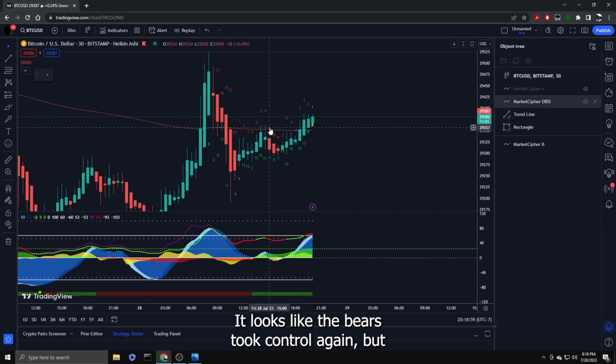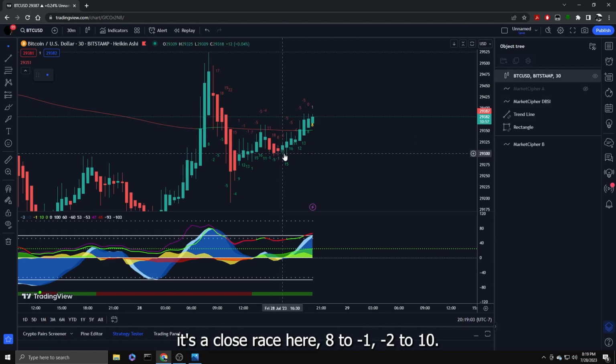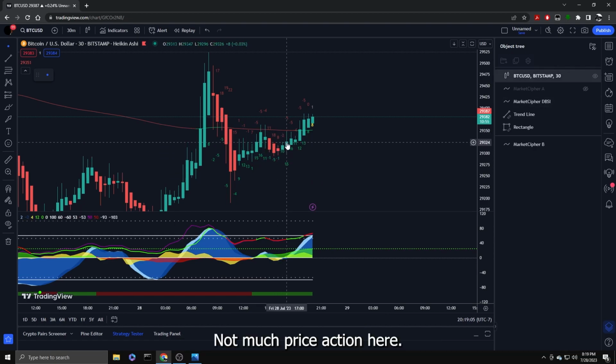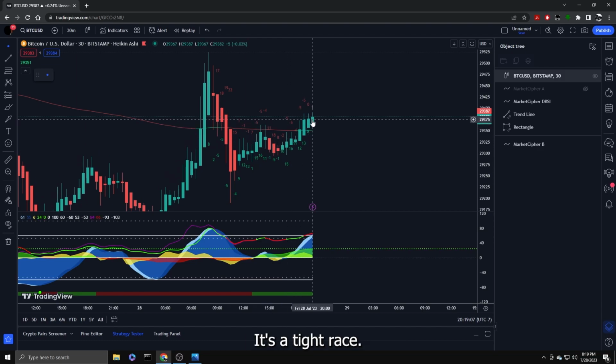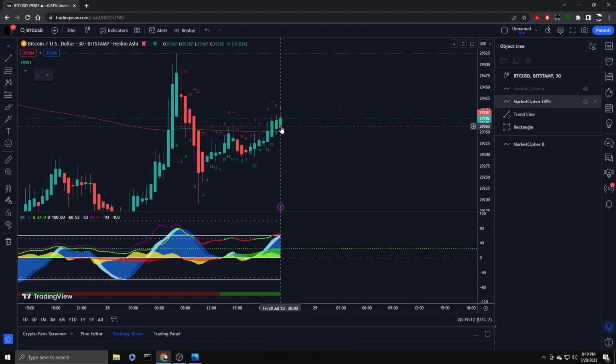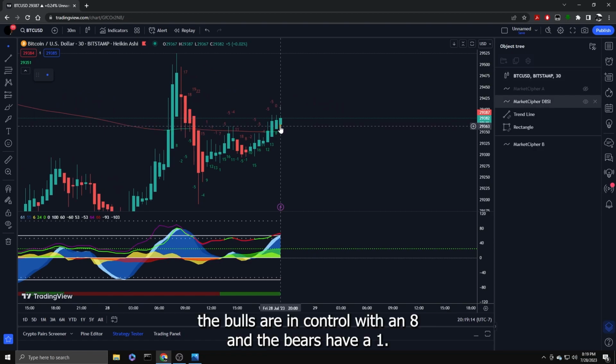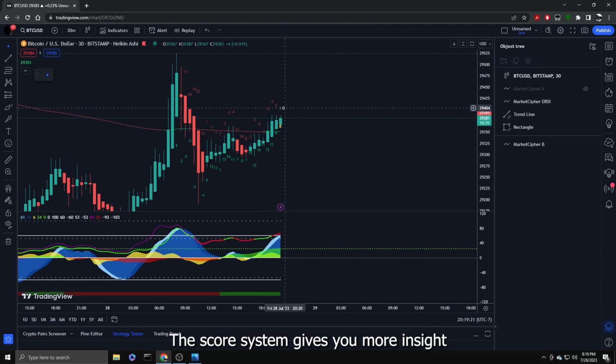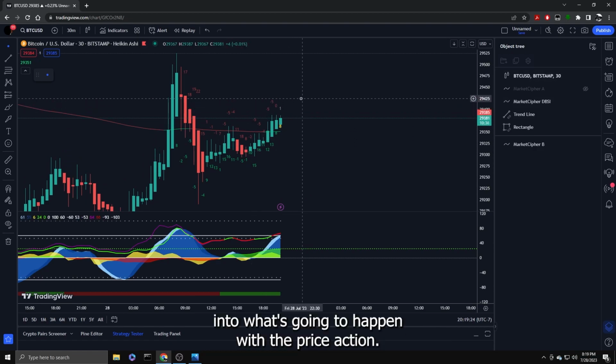It looks like the bears took control again, but it's a close race here. 8 to -1, -2 to 10. Not much price action here. It's a tight race. And so now Bitcoin on the 30-minute just printed the bulls are in control with an 8. And the bears have a 1. The score system gives you more insight into what's going to happen with the price action.